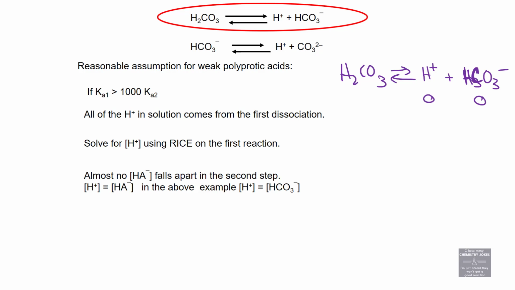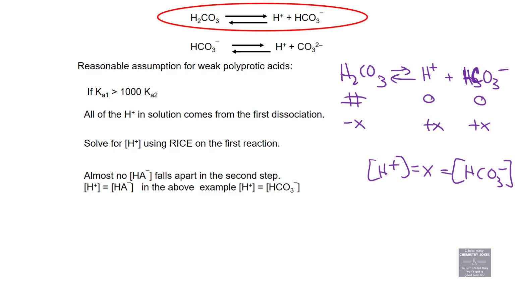We would do a RICE table that would have some number here, minus X, plus X, plus X. So the concentration of H plus is equal to X, as is the concentration of HCO3 minus. That's because the Ka2 is very small. You're not going to change these concentrations very much whatsoever from the second dissociation. This reaction favors reactants so strongly that you have very little products in solution.